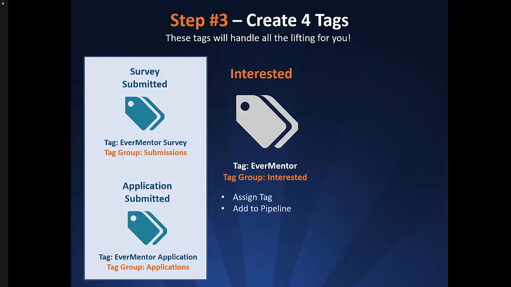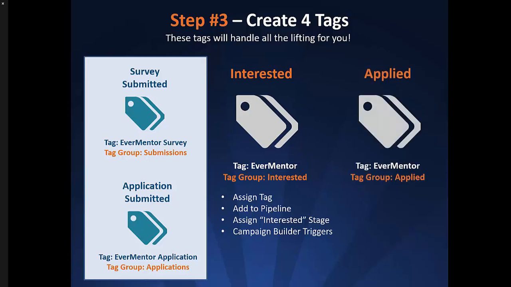It's going to add this specific contact to a pipeline, and it's going to be the first stage, which is called Interested. And at that point, a whole entire campaign builder is going to trigger, and it's going to send out email messages. It's going to send out text messages if you choose to. It's completely up to you how you want to have it set up.